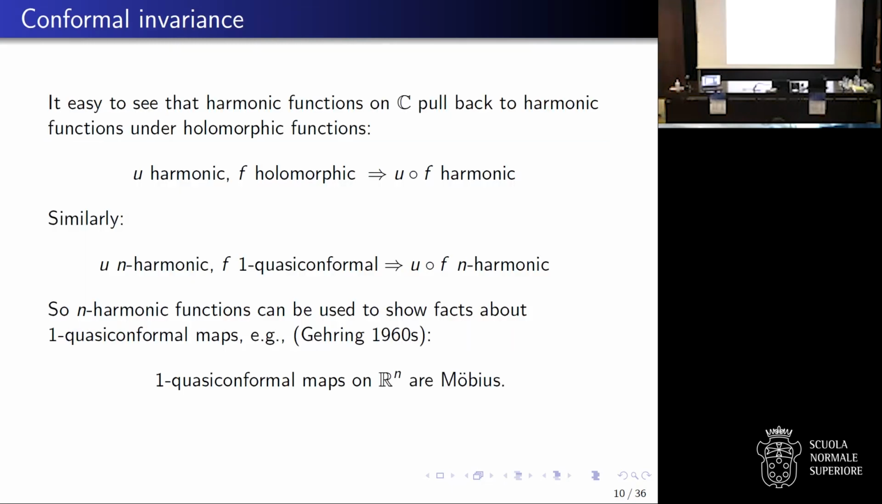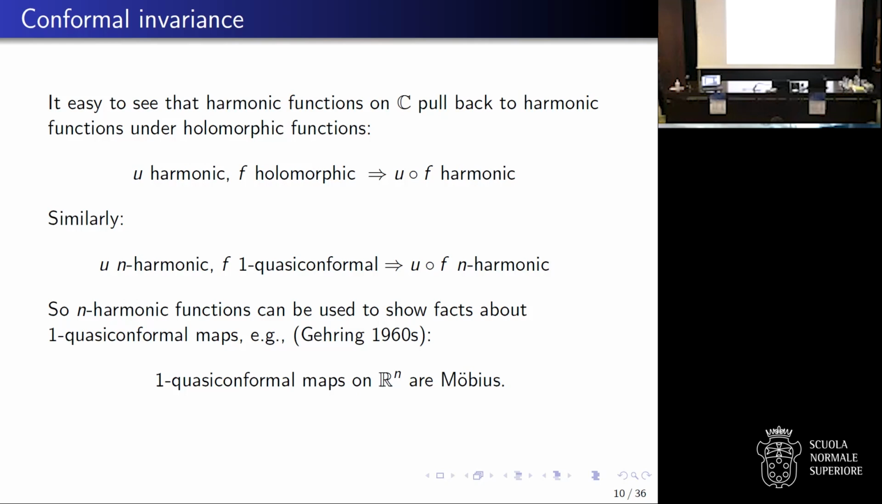And let me just tell you that the reason why you maybe want to consider these n-harmonic functions is the relation to the quasi-conformal world. So in the plane, it's an easy fact that if you have a harmonic function and you precompose it with a holomorphic function, you get something that is harmonic. And the n-dimensional analog of this is that if you take an n-harmonic function and precompose with a one quasi-conformal map, then you again get something n-harmonic. If you precompose with a quasi-conformal map, then you get something that is not n-harmonic in general, but it satisfies a very similar type of equation, the so-called A-harmonic equation, but let me not go into this.